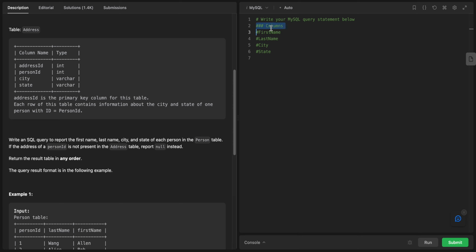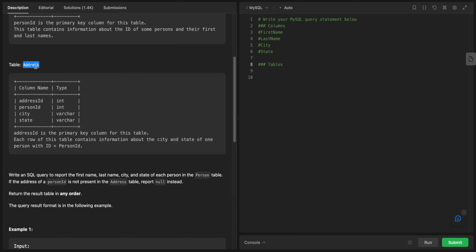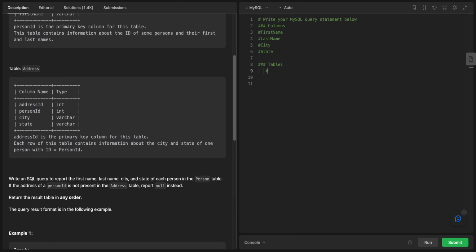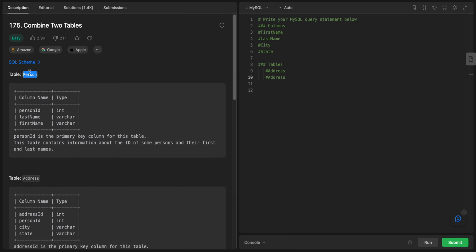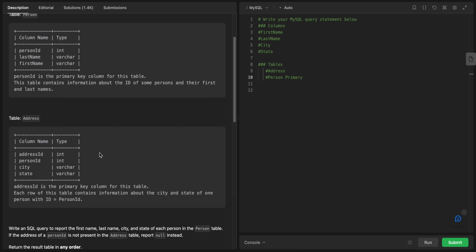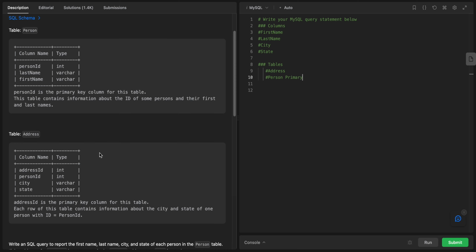Second, what are the tables that we work with? We have two tables, the address and person, and the person is the primary one. We want to make a query to get the person's address, and if we don't find anything, we just return null. The address will be null.